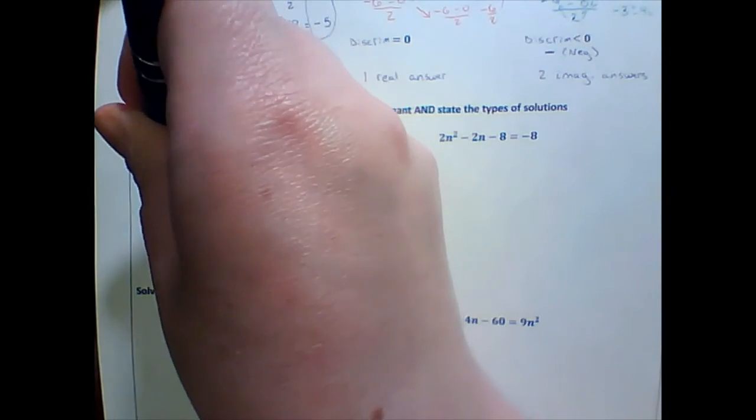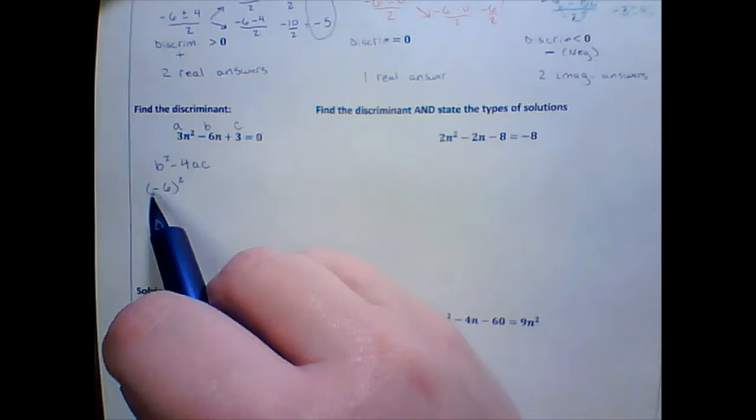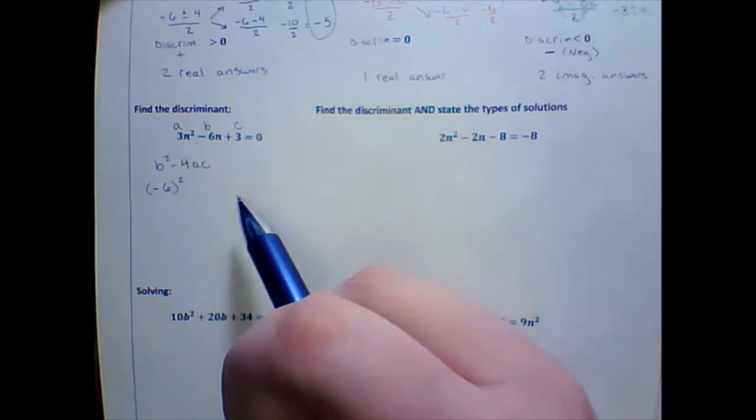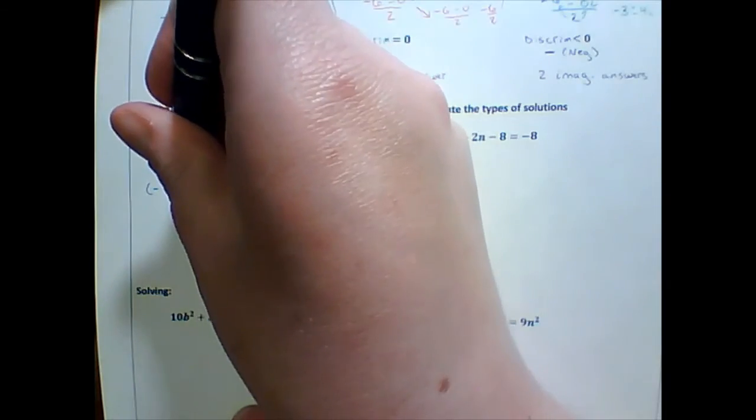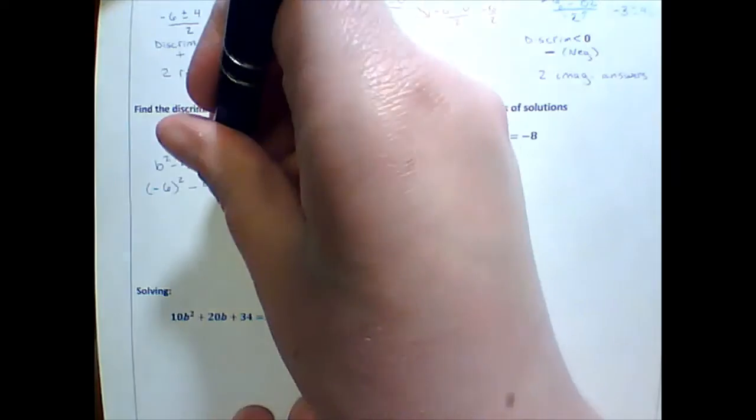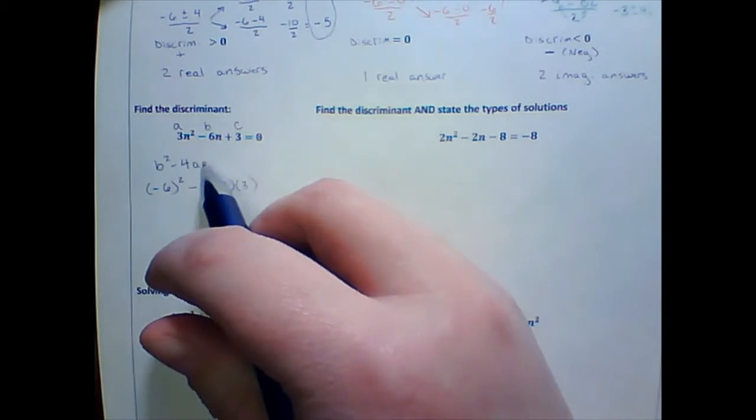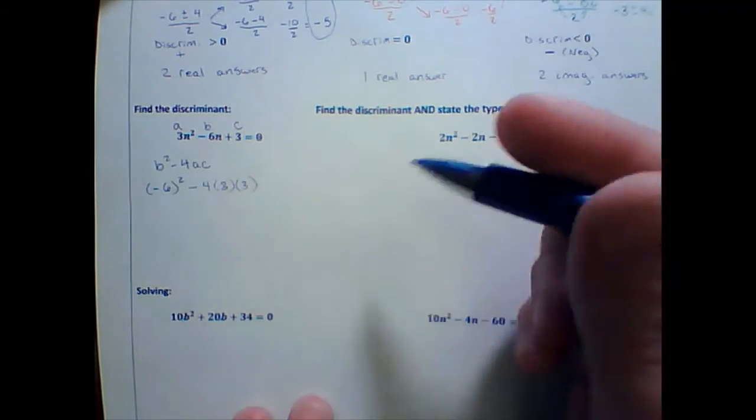So we're going to fill that in. We have a negative 6. Put the negative and the 6 in the parentheses. Square needs to be on the outside of the parentheses. Otherwise, if you do a calculator, it won't work. Okay, a is 3, so we're going to fill it in behind that 4. C is also 3, so we're also going to put that there. And then we're just going to find out, what do we get?